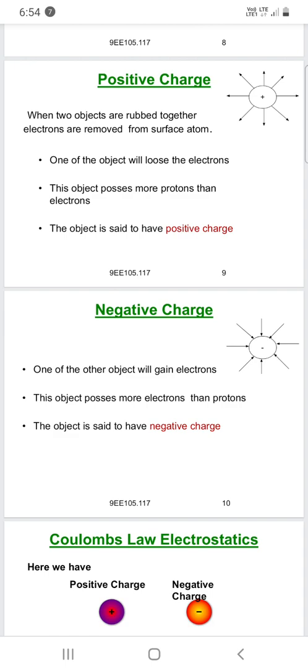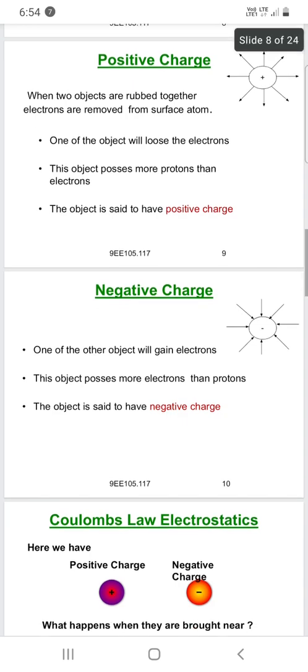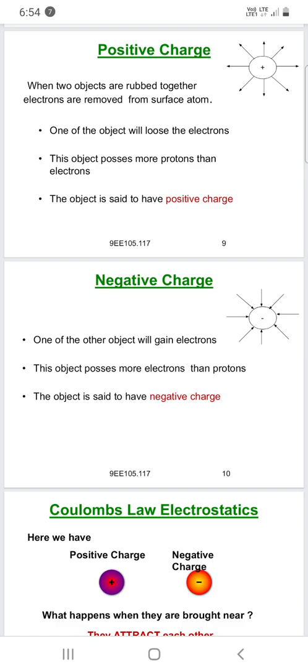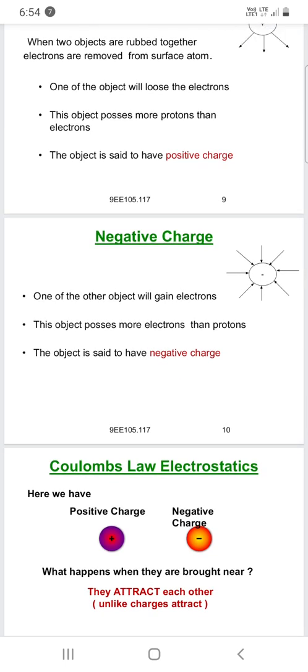This object possesses more protons than electrons. That means the protons are more compared to the electrons in a positively charged object. So the object that loses electrons possesses more protons than electrons, and is said to have a positive charge. Next, what is a negative charge?